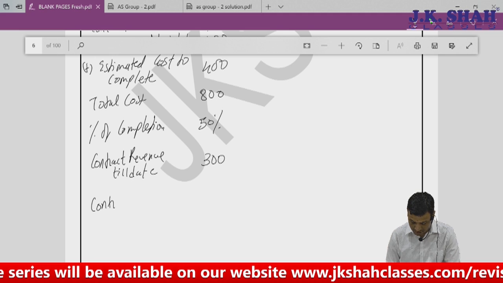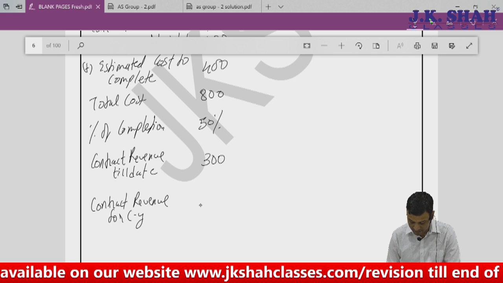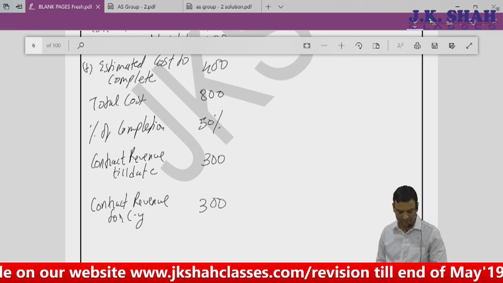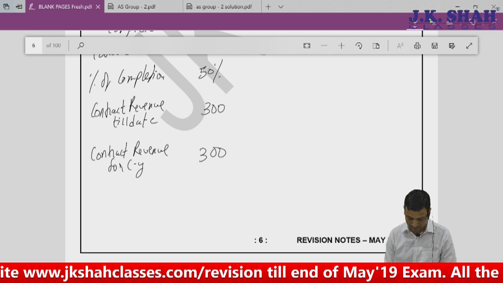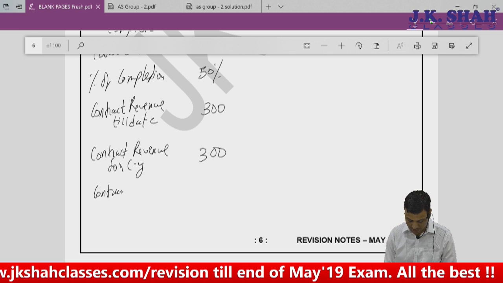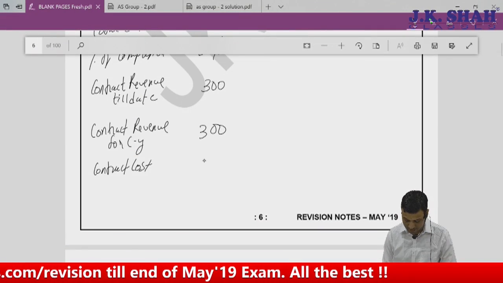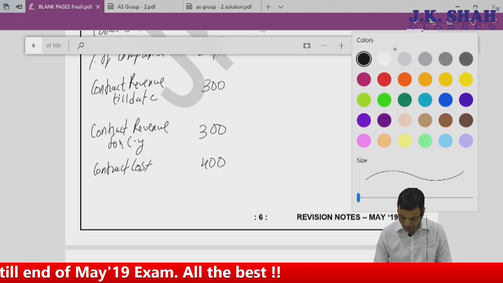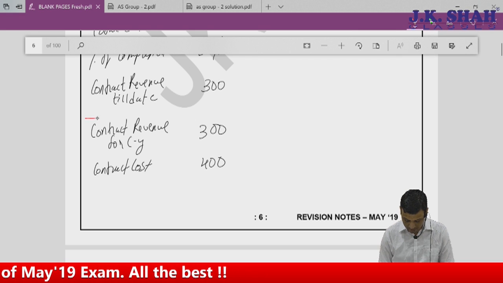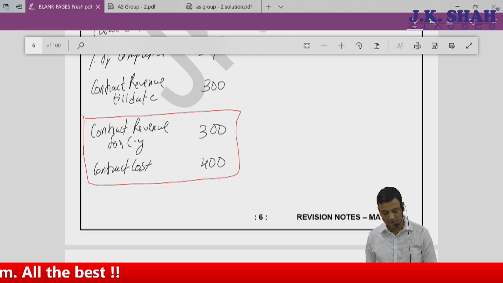I'll again say contract revenue for current year, it will be same 300 only. First year it's same cumulative, and the year on year basis is also same. Contract cost 400. So now if you look properly, what is happening is revenue is 300, cost is 400, so 100 rupees loss is getting recognized.